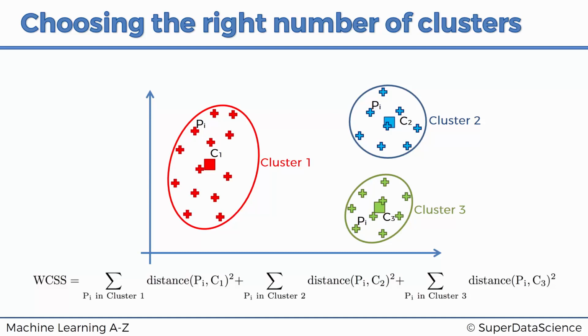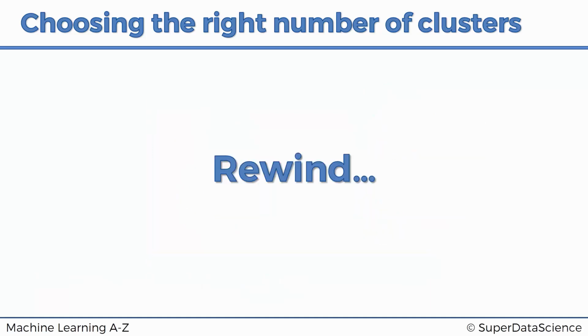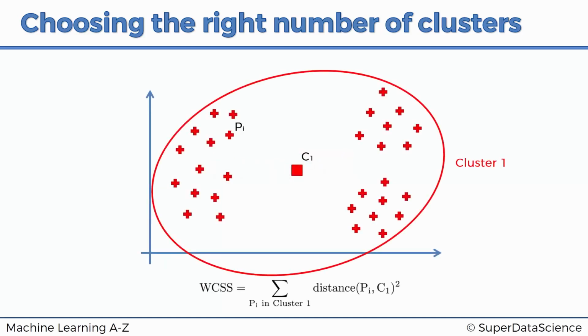And how do we know that? Well, let's have a look. Let's rewind back to when we had 1 cluster. Let's see how that metric, WCSS, is going to change as we increase the number of clusters. Alright, so there is our chart with just the 1 cluster.